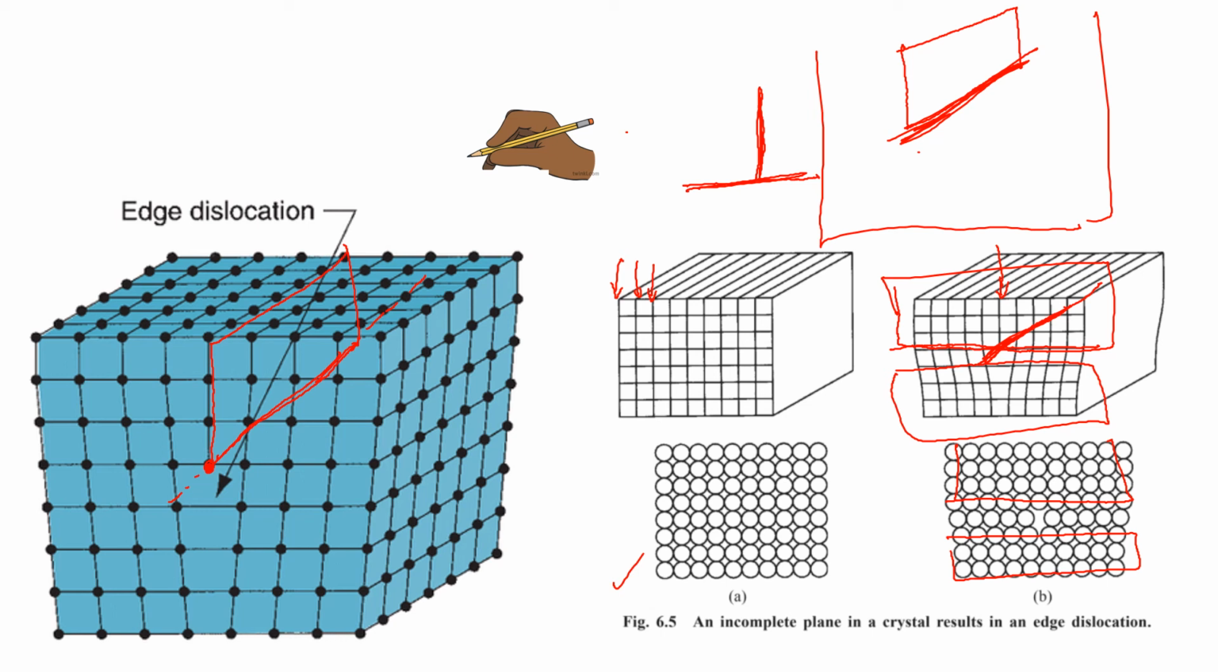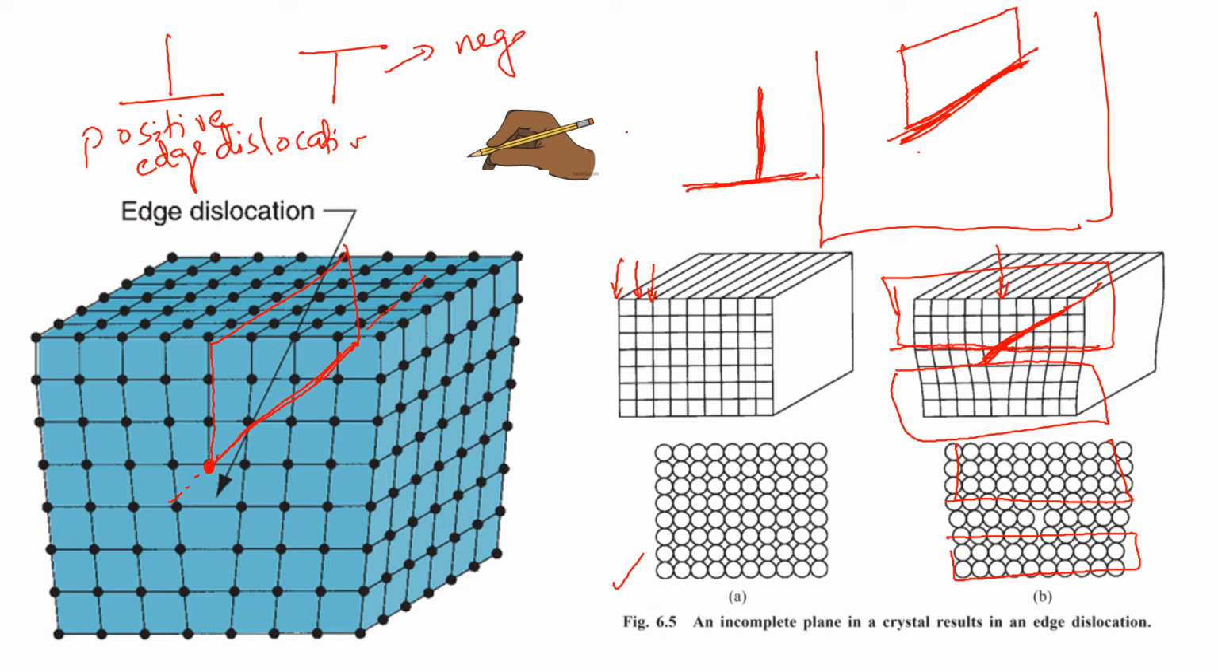Line imperfections, or edge dislocations, we can represent symbolically either like this or in this way, in the reverse also. The first one we call a positive edge dislocation, and this one we call a negative edge dislocation.